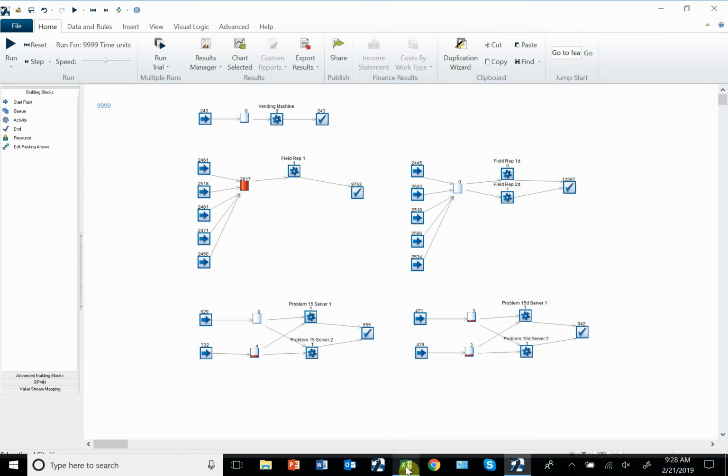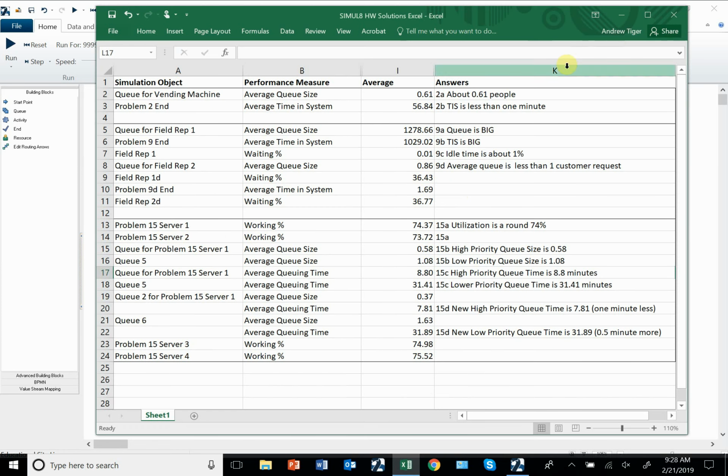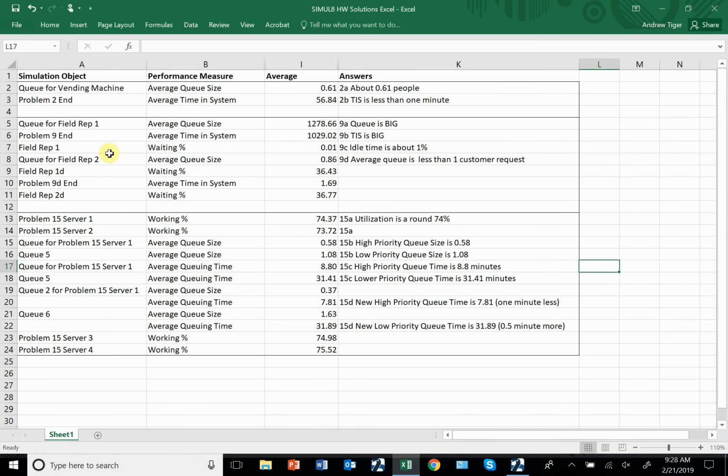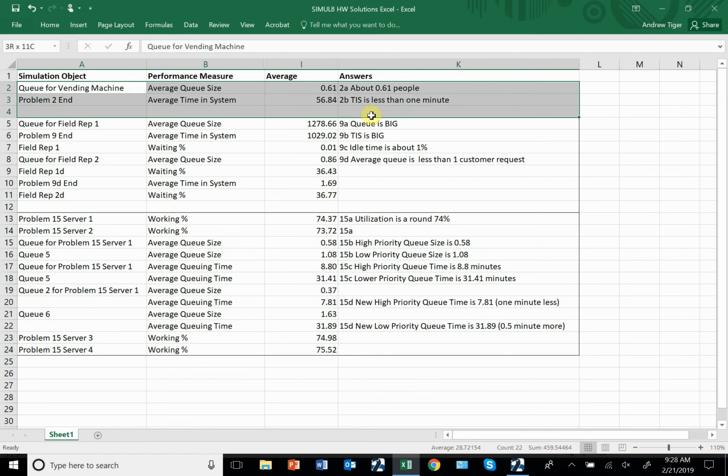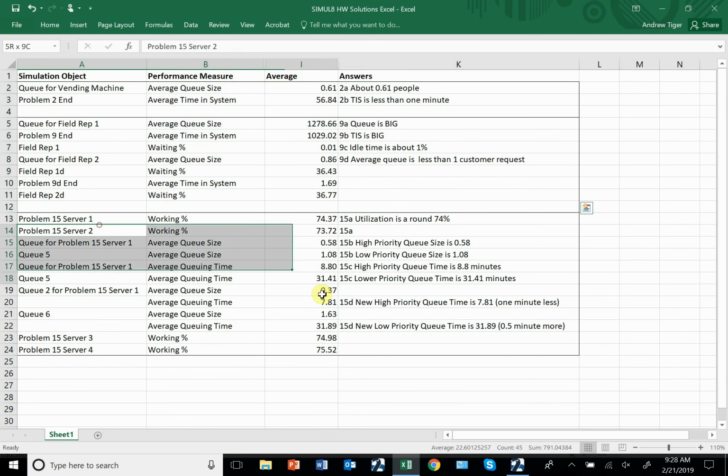Anyway, so I moved the data over. Now I'm going to look at it in Excel. So I've done a little bit of editing, but this is part A. I mean, this is problem 2, this is problem 9, and this is problem 15. So for problem 2, part A, they want the average queue size, and it was about 0.61 people were waiting, and the time in the system was about 57 seconds. The 30 seconds of that is getting their drink, so that's about 30 seconds of waiting. Not too bad.